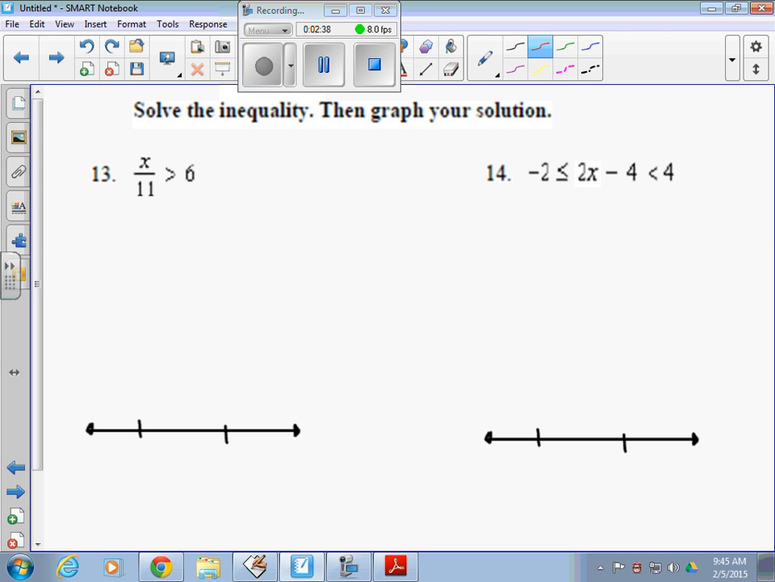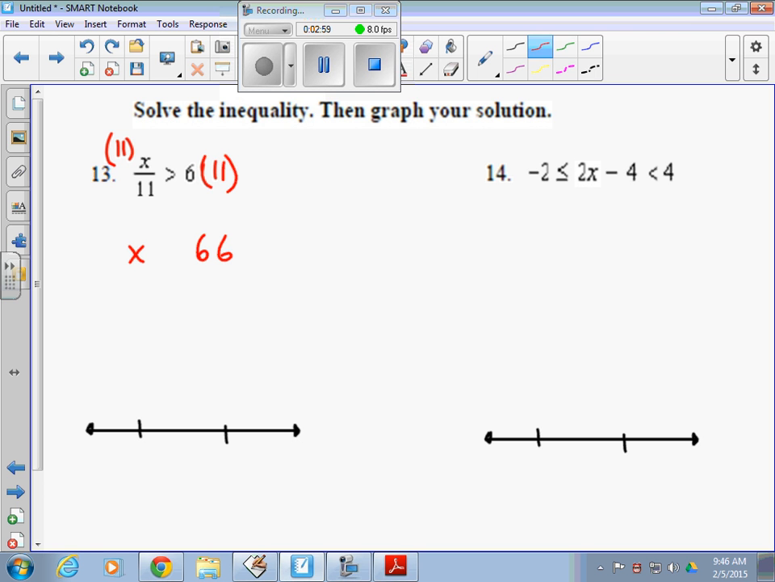Okay, we're solving an inequality, then we're graphing the solution. X divided by 11 is greater than 6. Undo dividing by 11 by multiplying by 11. If you do it to one side, it's just the same rules as equations: you do it to the other side. 6 times 11 is 66. So we have x is something 66.